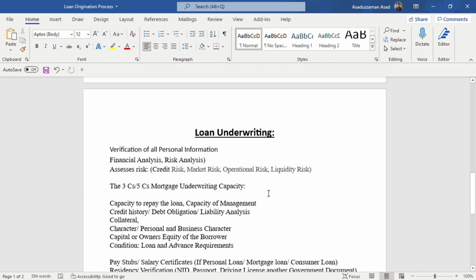The roles and responsibilities of the loan underwriter are such as verification of all loan information, I mean all personal information, such as NID verification or SSN or passport verification. The photographs of the borrower and the guarantor will be duly signed by the loan officer, and the photographs attested by the loan officer.